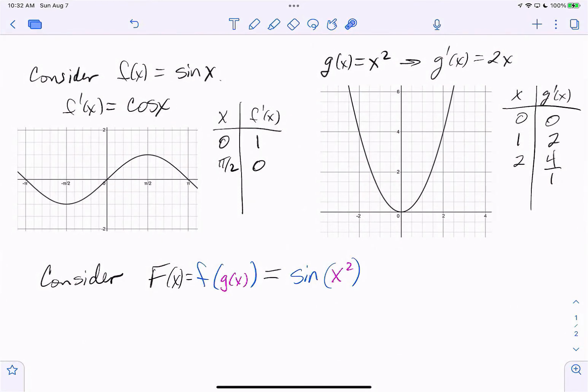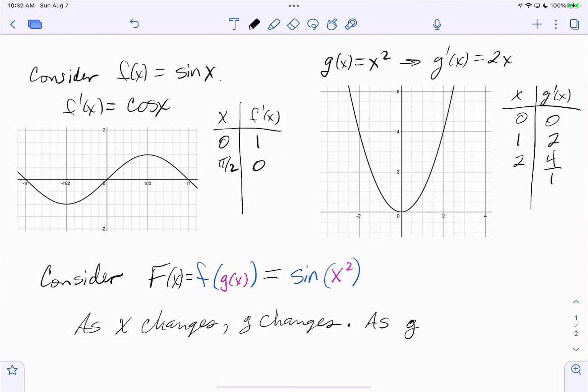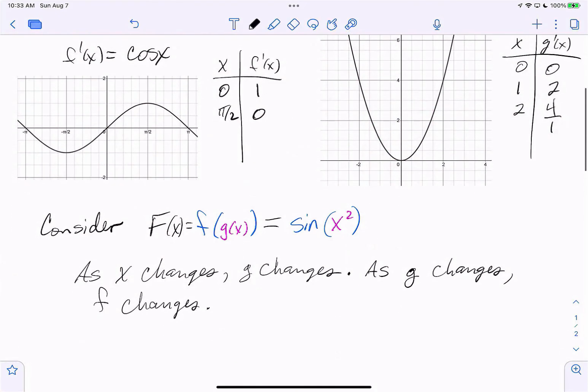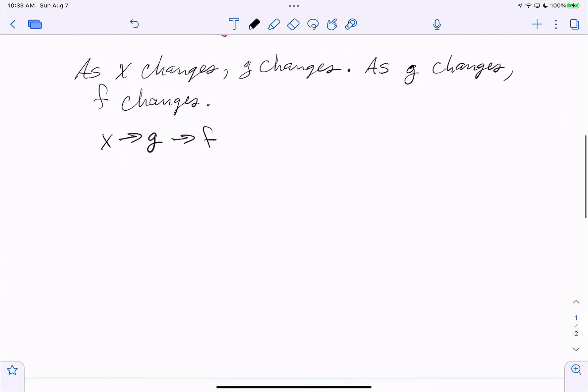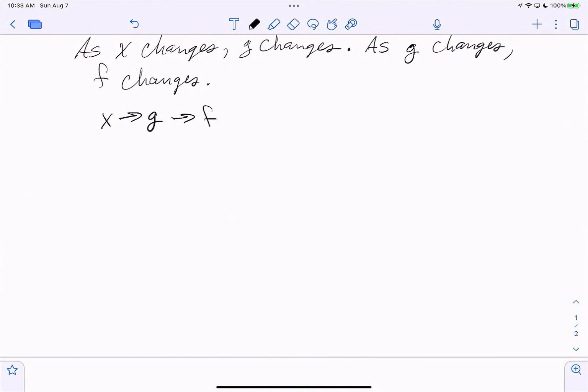Now we have the idea that as x changes, x squared changes. And then as x squared changes, the sine changes. So we've got that as x changes, g changes. And that's what we're looking at over here with g of x equals x squared. But then as g changes, g being the input of f, we can say f changes. So x affects g, which then affects f. Now that should all make sense, and this is basically the foundation of what is called the chain rule.